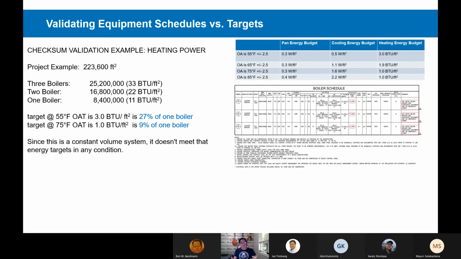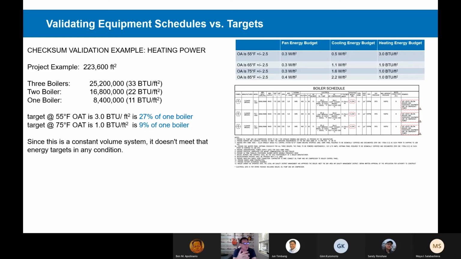Last example is to take a look at a boiler system. Here, this is a 220,000 square foot project, so it's quite a big project. 3 boilers that are 25 million BTU each. So if we ran all 3 boilers, we'd be at 33 BTU per square foot.